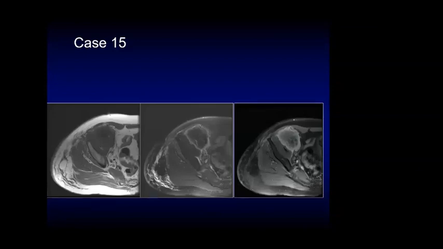This is an MRI of the pelvis, both T1, T2 fat suppression, and the post-contrast. A lesion is iso-intense on T1 and T2 with peripheral hyperintensity and faint post-contrast enhancement. Possibility: malignant fibrous histiocytoma.